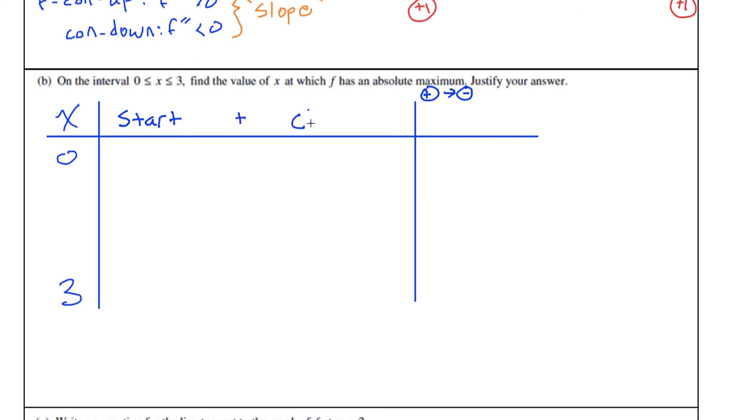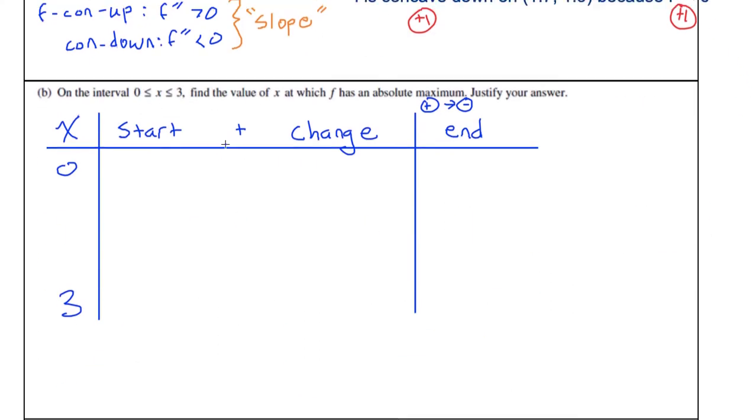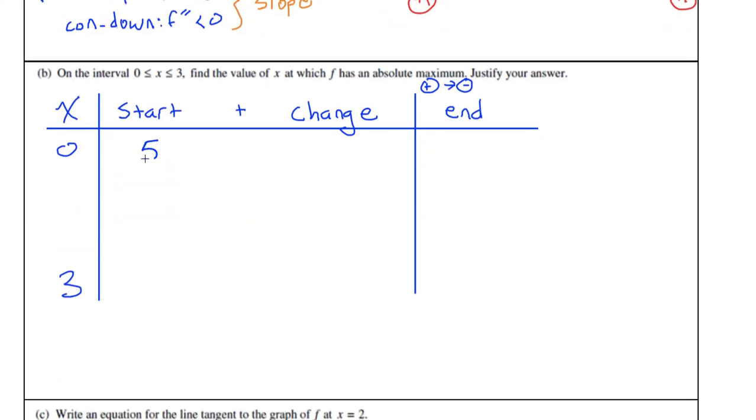Start plus change. That is equal to our end. All right, so what is our start? Does it tell us in this problem? Oh, yes, the start x coordinate is 0, and the start amount is 5, so I'll label that. That is our start amount. So again, that is 5 and 5.